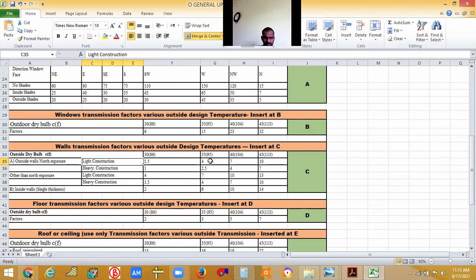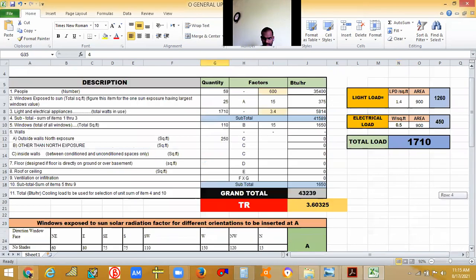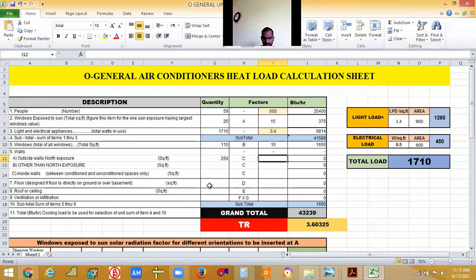Light construction, what will be my value? My outside temperature is 95 degree Fahrenheit, right? For Kochi. So outside wall north exposure light construction, what will be my value? This 4 for 95 degree Fahrenheit. So that I have to insert in C. I have to insert value 4 in C. So I am inserting value 4 in C. So I got 1000 BTU per hour.